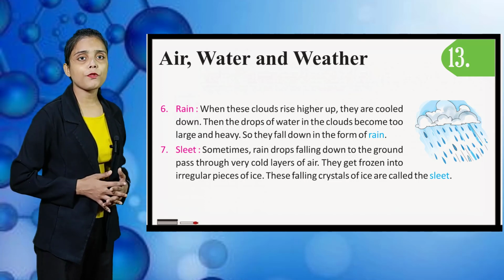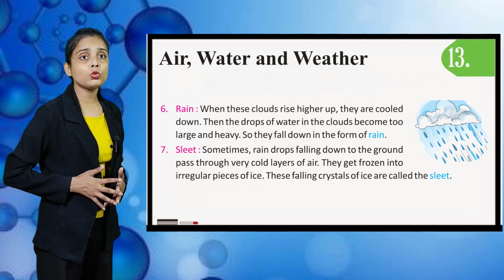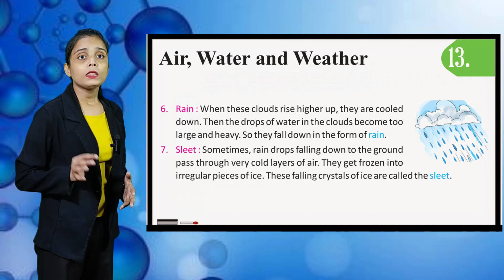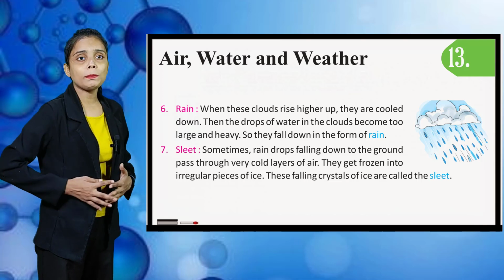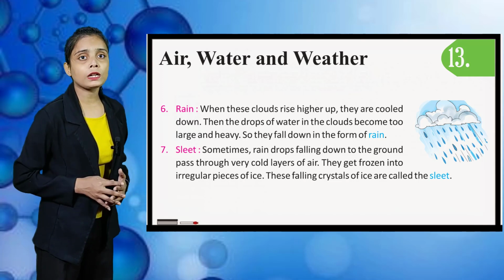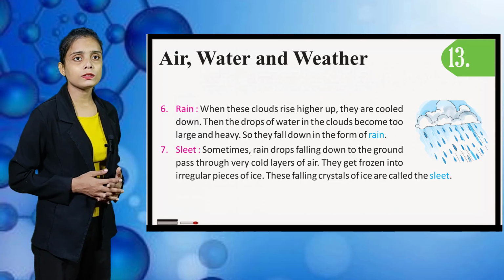Next is sleet. Sometimes raindrops falling down to the ground pass through very cold layers of air. They get frozen into irregular pieces of ice. These falling crystals of ice are called sleet.